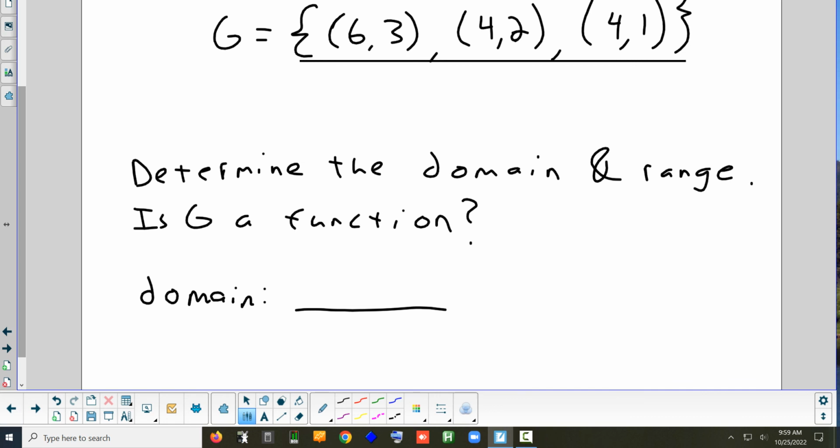But what's the domain here? What's the domain of that relation, Dorian? 4. Yep. And then 6. 4 and 6. The domain is a list of all the numbers that are in the first coordinate, but don't put repeats. Okay, range. Okay, so what's my range? Yeah, if we put them in order, it's 1, 2, 3.